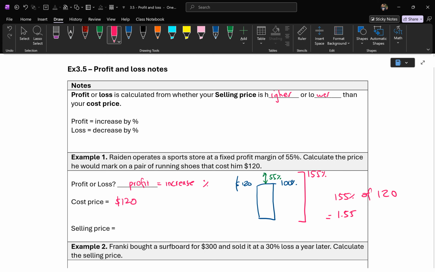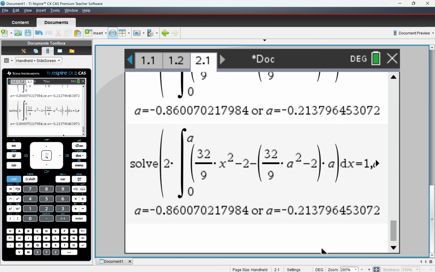Of means, what's of? Be careful. What's of? Times, not divide. A lot of students think of is divide. Of means times. So on your calculator, you're literally typing 1.55 times 120, and it will tell you what the selling price should be in one step. The alternative is what most students do by the exam: they do 55% of 120, then they take that number, add it to 120 to get the answer, and it works. I'm just saying that for your own use, that's the faster way to do it. So here on your calculator, this is what we're going to type.